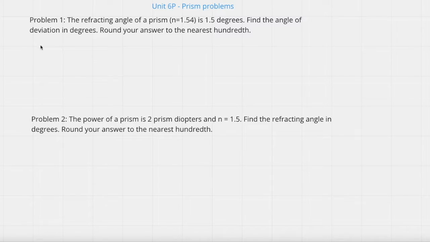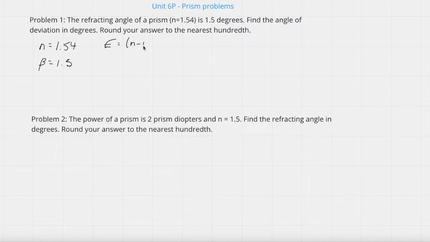So problem 1 gives us the refracting angle of a prism whose index is 1.54, the refracting angle beta equals 1.5, and it asks for the angle of deviation of a ray that's sent through the prism. And it says to round the answer to the nearest hundredth.